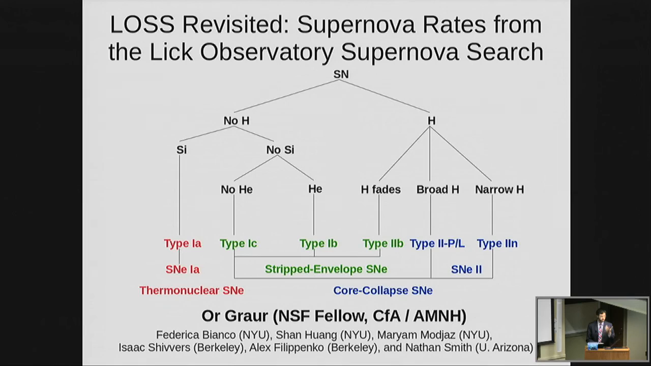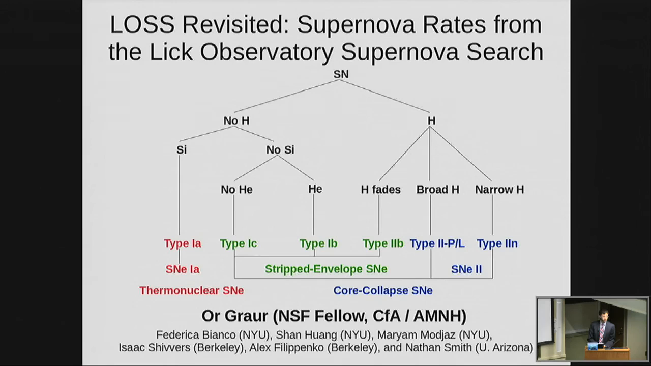I'm going to talk about something slightly different today. I'll show you some results from a reanalysis we just concluded of the supernova sample from the Lick Observatory Supernova Search, or LOSS. This is work I've done at NYU together with Maria Moges' group and with Isaac Shivvers and Alex Filippenko over at UC Berkeley and Nathan Smith at the University of Arizona.